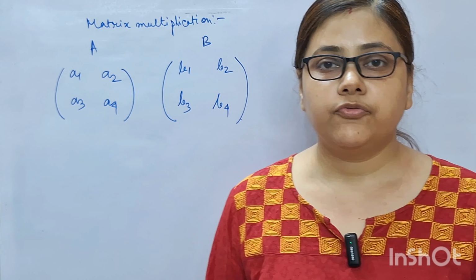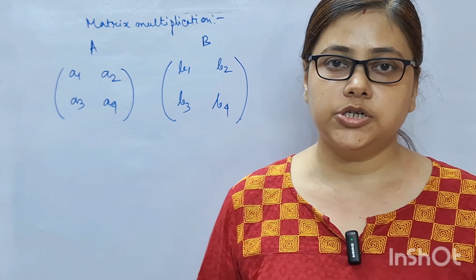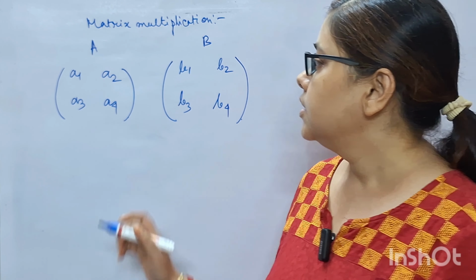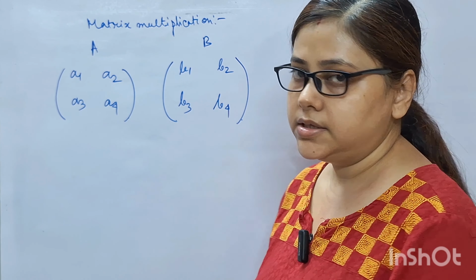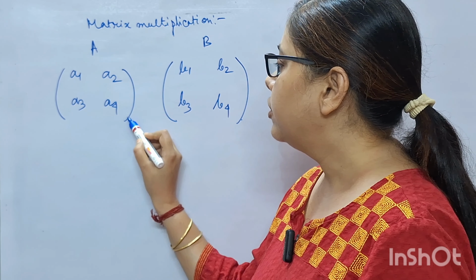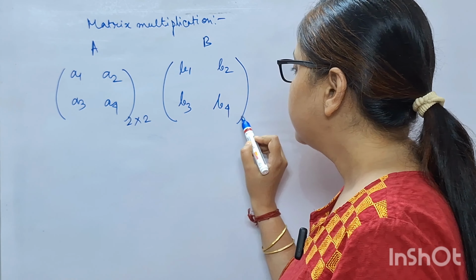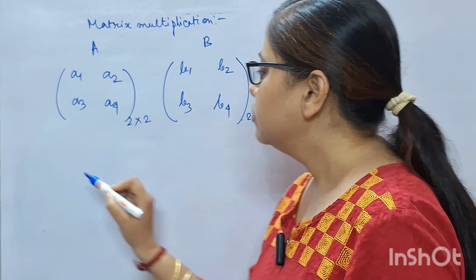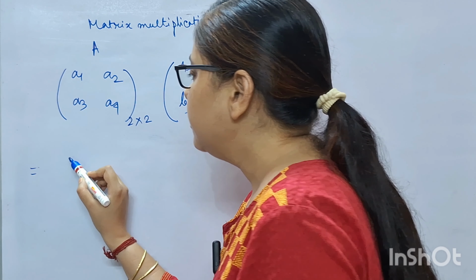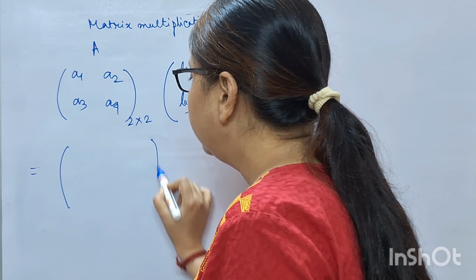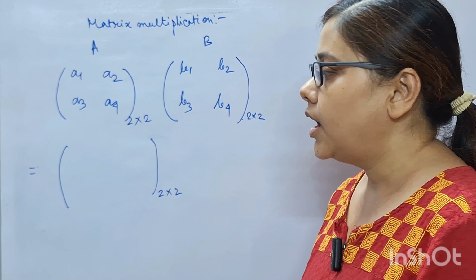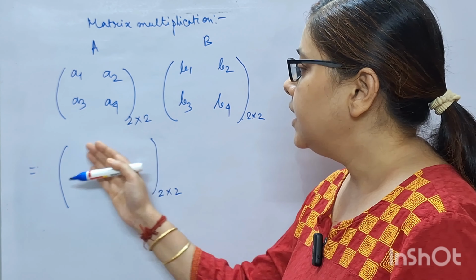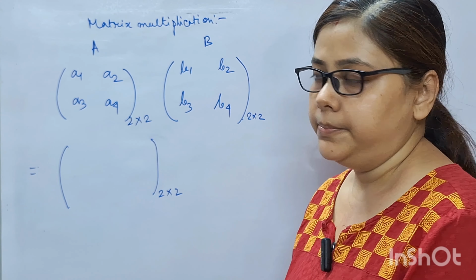Now how can we find the multiplication of two matrices? Suppose A is a matrix like this and B is a matrix like this. Since A is of order 2 by 2 and B is of order 2 by 2, the product matrix AB will also be of order 2 by 2. There will be 2 rows and 2 columns. Now it's time to find the elements of the product AB.